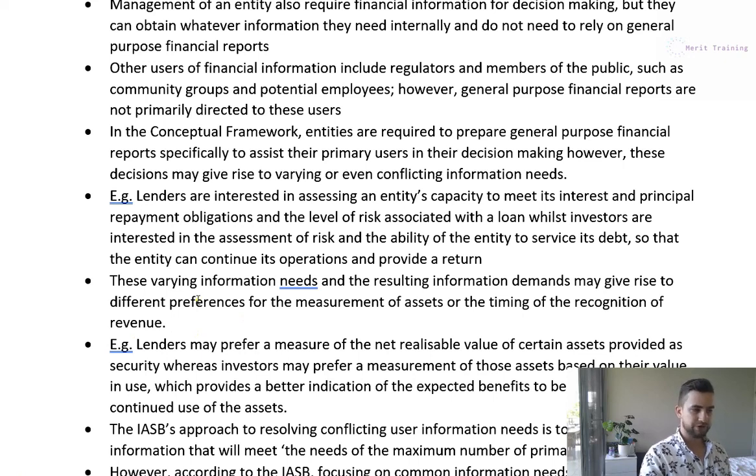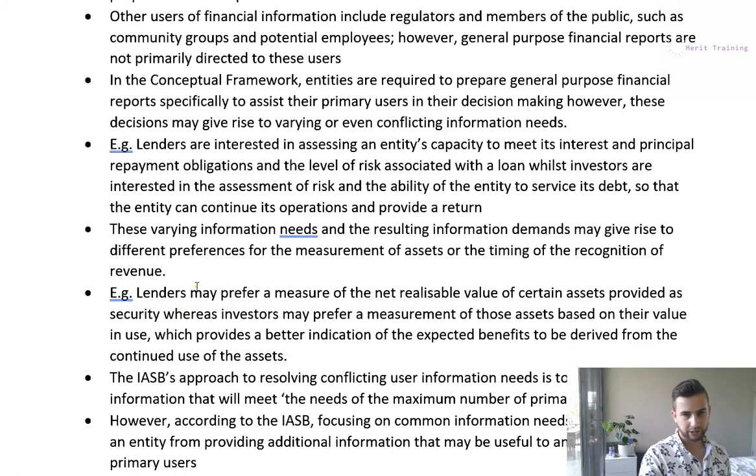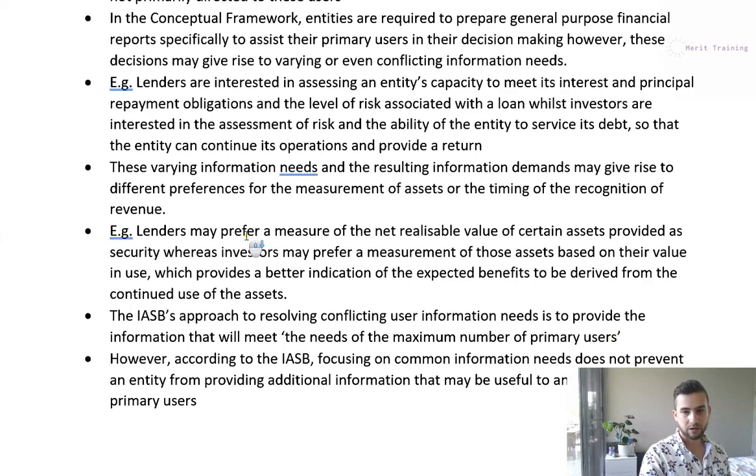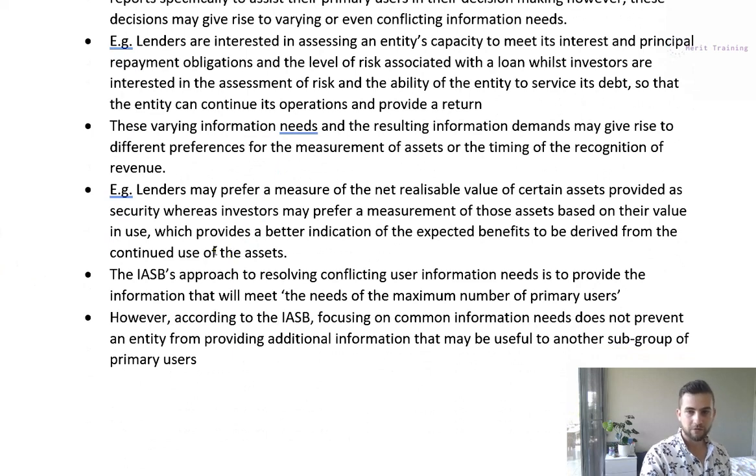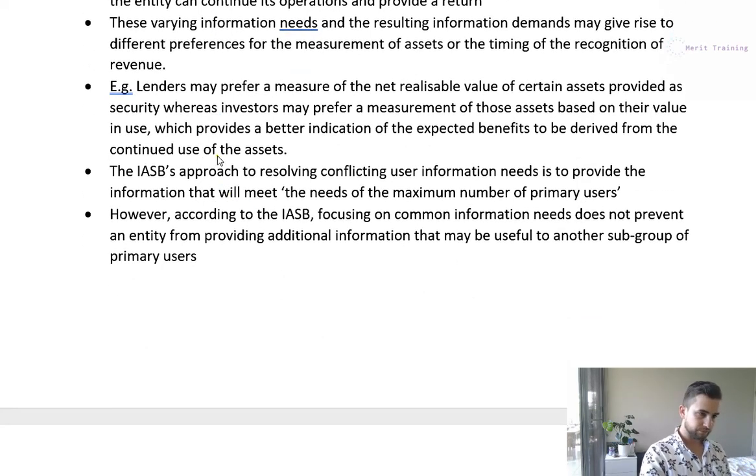For example, lenders may prefer a measure of the net realizable value of certain assets because they want to know, if the company goes bankrupt, can we go in and liquidate the assets within that company? And if so, how much can we liquidate it for? The IASB's approach to resolving conflicting user information needs is to provide the information that will meet the needs of the maximum number of primary users. So maybe not everyone will be satisfied, but let's take the approach where as many people as possible are happy with it, rather than just a few individuals who have the most dollars in it.